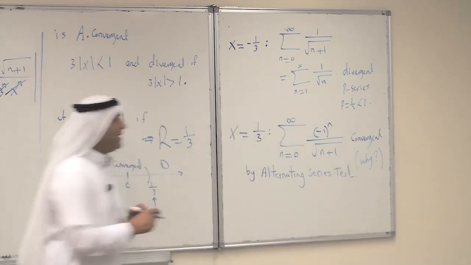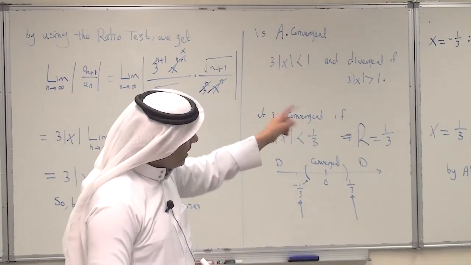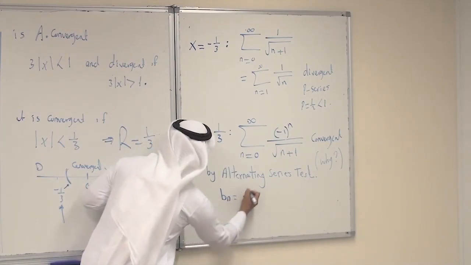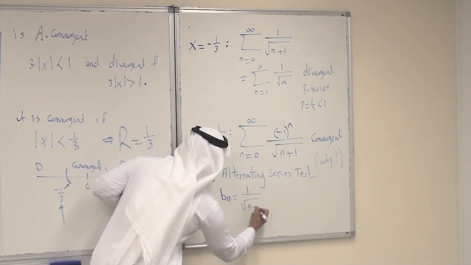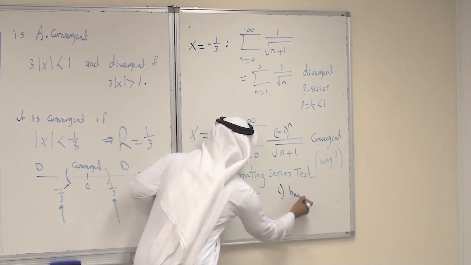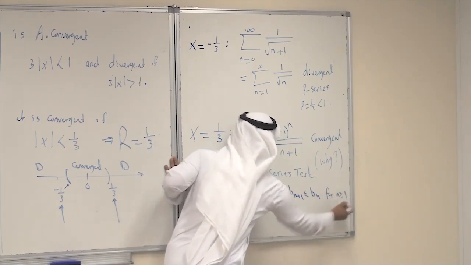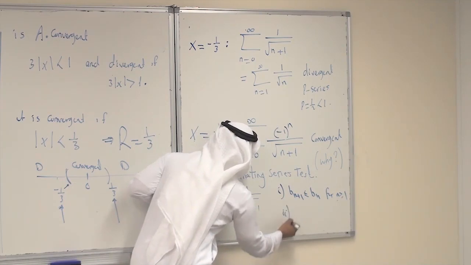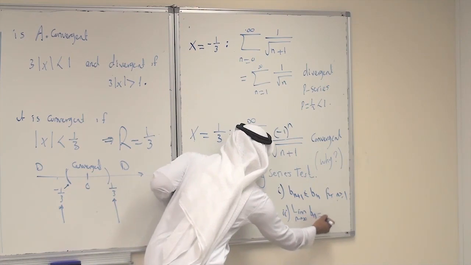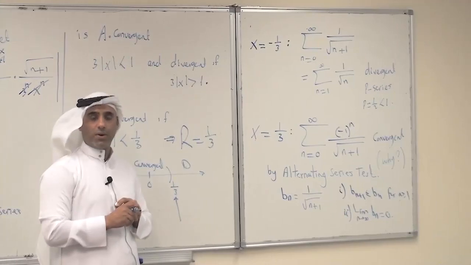Why does the alternating series test say it is convergent? Simply take the bn's here. The bn is equal to 1 over radical n plus 1. You need to check two conditions. The first one: bn plus 1 is clearly less than or equal to bn for all n greater than or equal to 1, so it's decreasing. And the second one: the limit as n goes to infinity of bn is equal to 0. So that's why the alternating series test says this one is convergent.